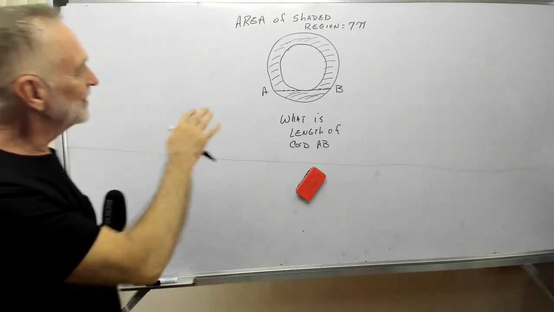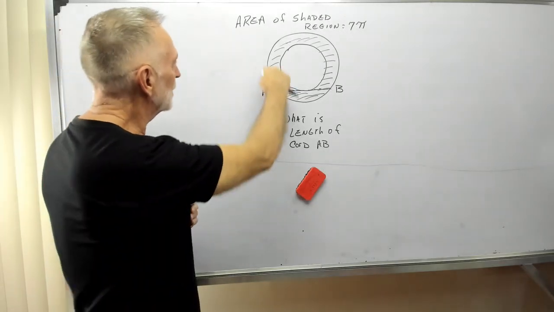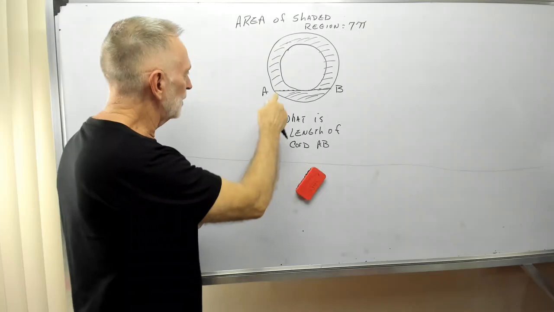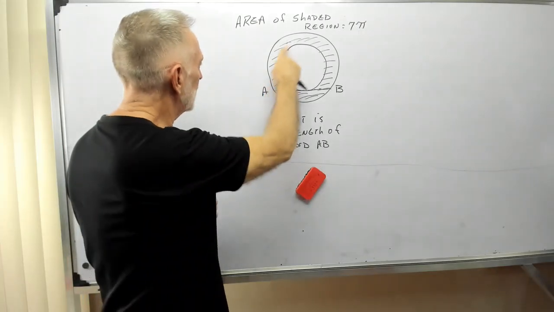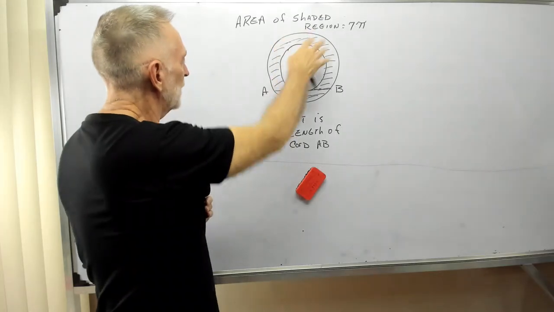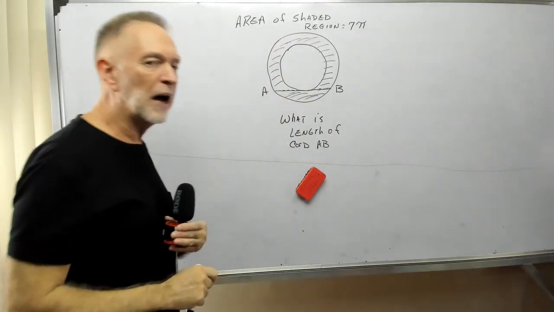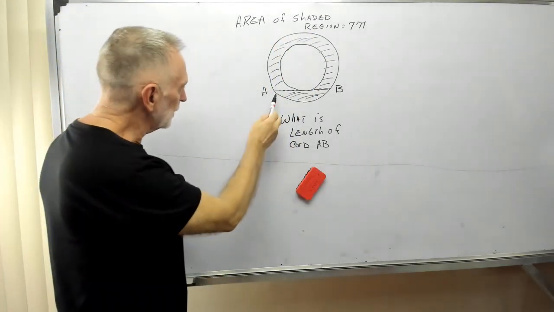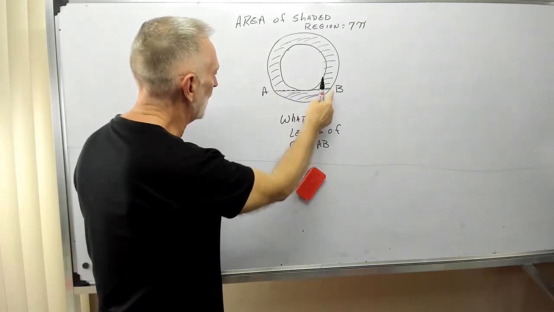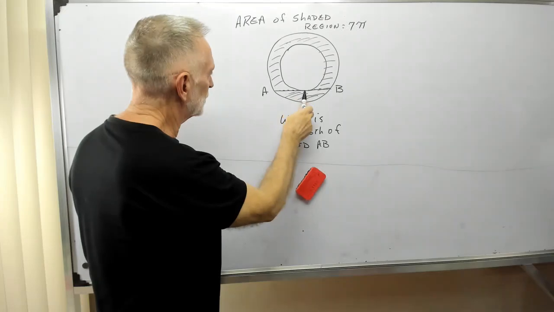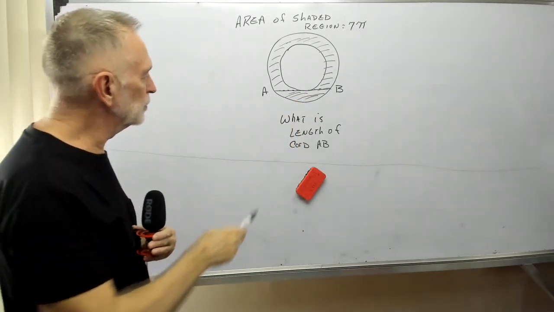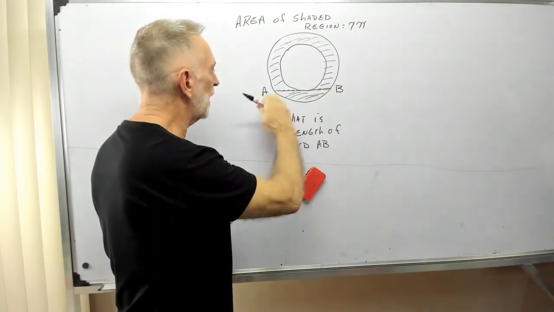All right, this problem, you have two concentric circles. And the shaded, or hatched, area of that region is 7 pi. And then there's a chord that touches the outer circle, but it's tangent to the inner circle. And the question is, what is the length of chord AB?